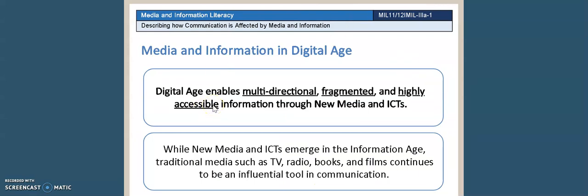Digital age enables multi-directional, fragmented, and highly accessible information through new media and ICTs. While new media and ICTs emerge in the information age, traditional media such as TV, radio, books, and films continue to be an influential tool in communication.